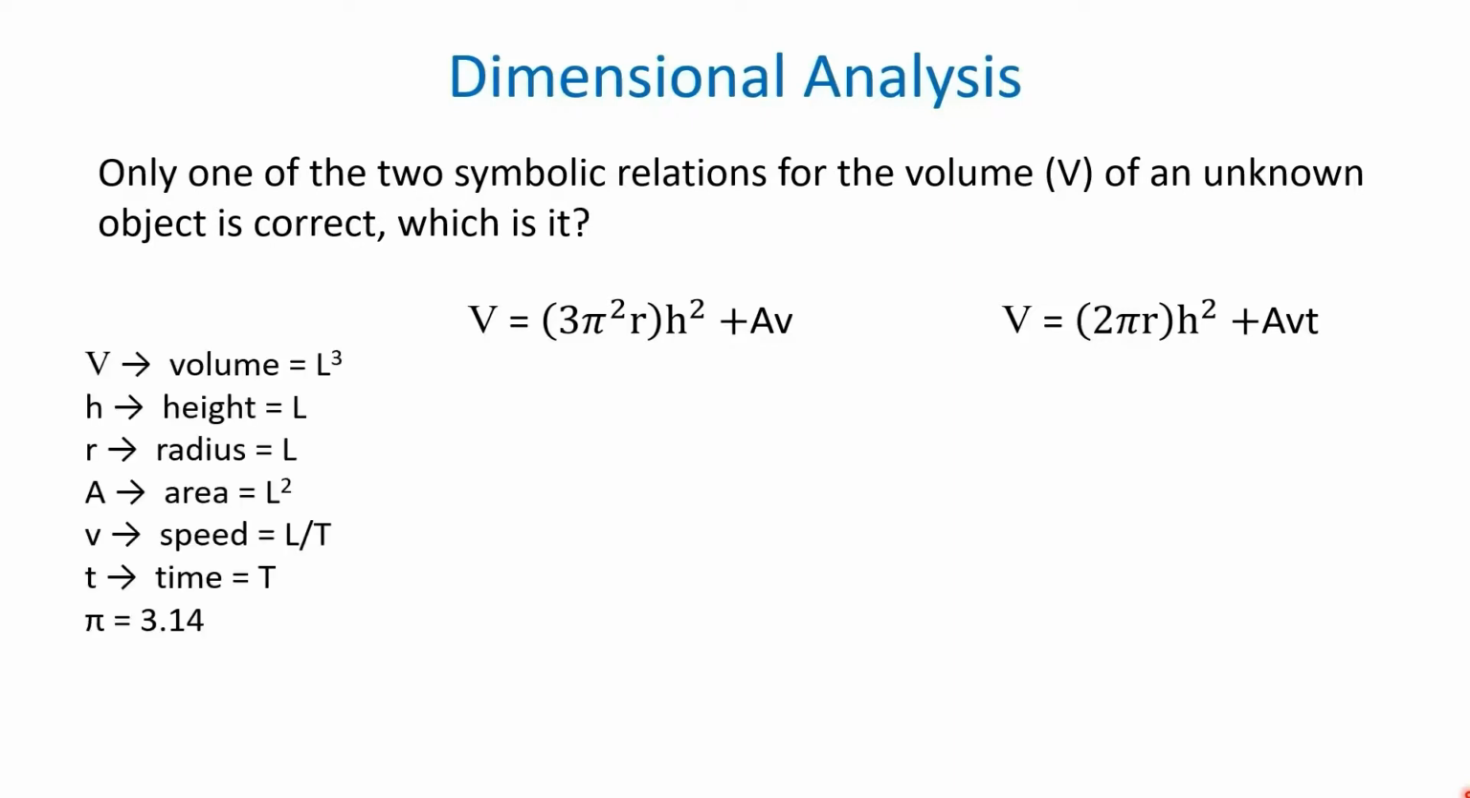So let me give you a little bit more information. So here is the dimension or the represented quantity of each symbol. Notice here that I'm using the dimension rather than the specific unit. Down here, this is pi, related to circles and circumferences and things like that. So pi is actually just a number. It's not a variable or another symbol in this case.